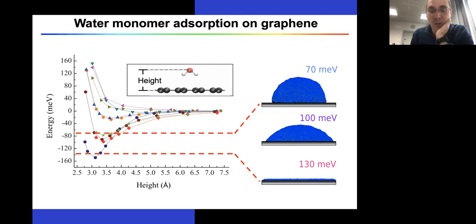One big question in the field is what is the contact angle for a liquid water droplet on graphene or on other materials. You can make a simple model to predict the contact angle. And if you plug in a value of 70 millielectron volts, you get a prediction for a macroscopic contact angle where you have a hydrophobic surface. If you put in a value down here of 130 millielectron volts for the binding energy, you get a completely wetted state. So these small differences that we're seeing here in the binding energy translate into very significant changes in the macroscopic behavior.